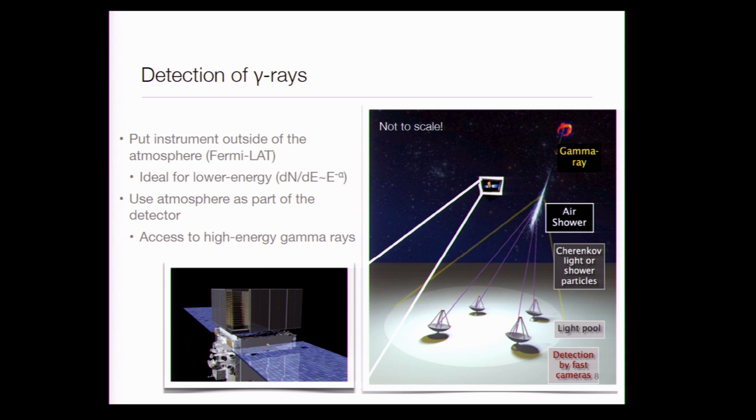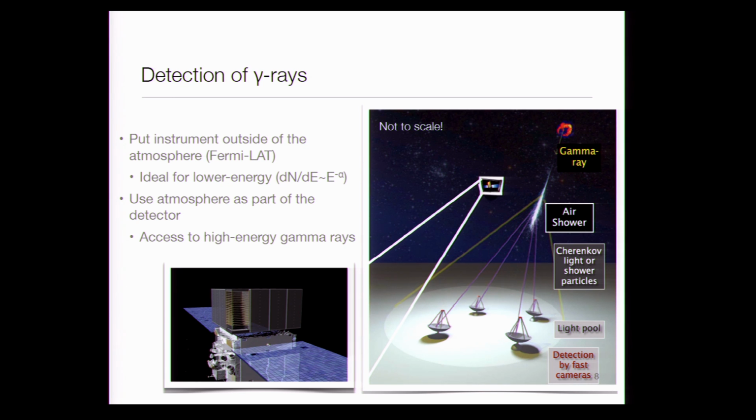Okay, so now going to gamma rays. If you say you want to detect gamma rays, then you basically have 2 options. You can either put your instrument outside of the atmosphere, which is what we have done with the Fermi-LAT, and that is ideal for lower energy gamma rays, because gamma rays typically come with an energy spectrum that falls exponentially with energy. So this exponent here typically is a large number, larger than 1 certainly.